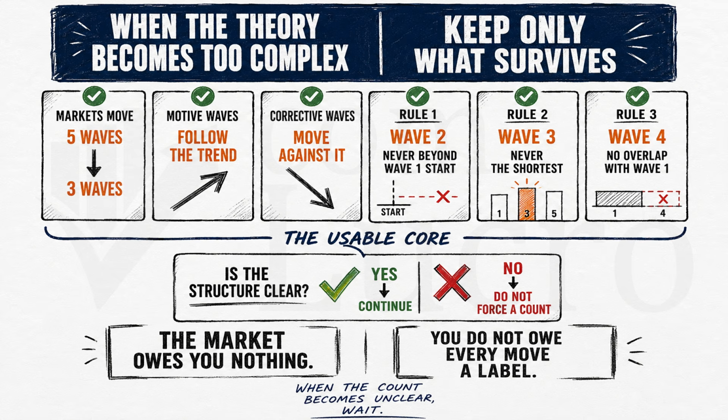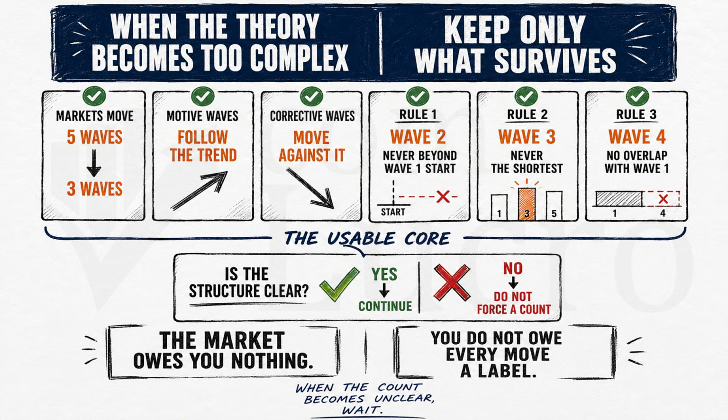So before part 2, let's put down everything you don't need and keep what you do. The market advances in 5 waves and corrects in 3, at every degree. Motive waves travel with the trend. Corrective waves push against it. Wave 2 never retraces past the start of wave 1. Wave 3 is never the shortest. Wave 4 never overlaps wave 1. And a count that breaks any of those is simply wrong.